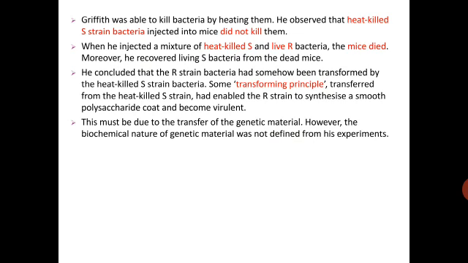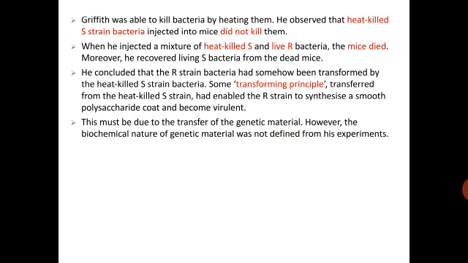So by using heat killed S strain and live R strain, it was concluded that R strain has been transformed by some material of S strain, which makes R strain virulent, where it was earlier unable to synthesize smooth polysaccharide. This must be due to transfer of genetic material from S strain to R strain. So Griffith concluded that the R strain bacteria had somehow been transformed by the heat killed S strain bacteria.